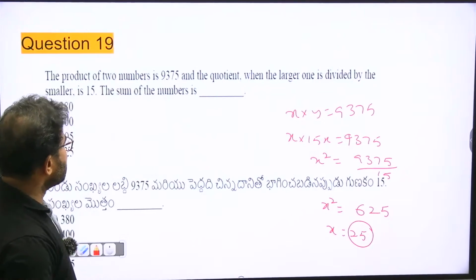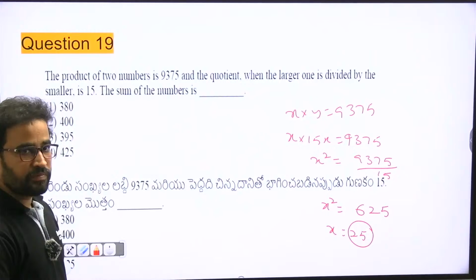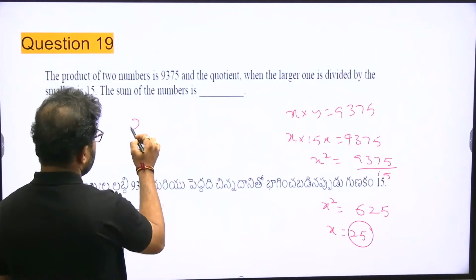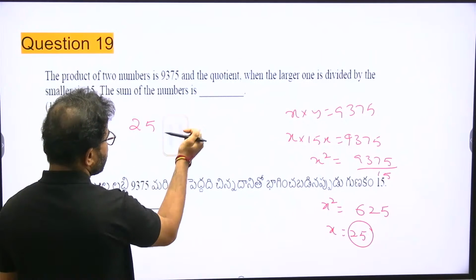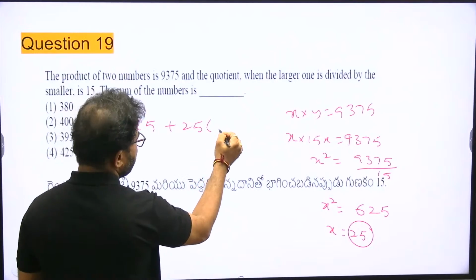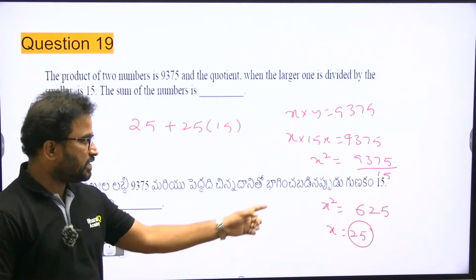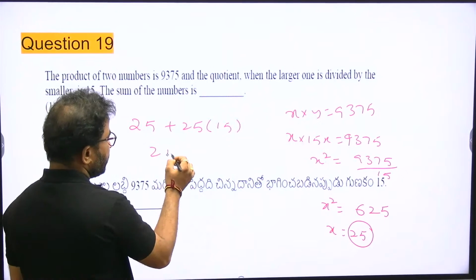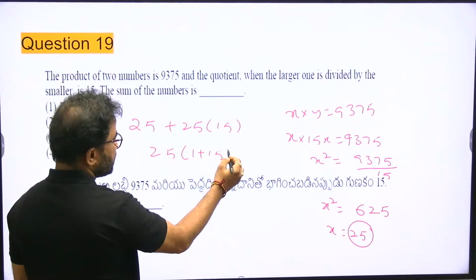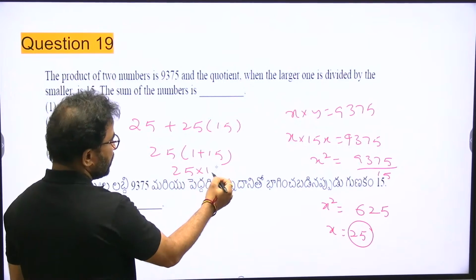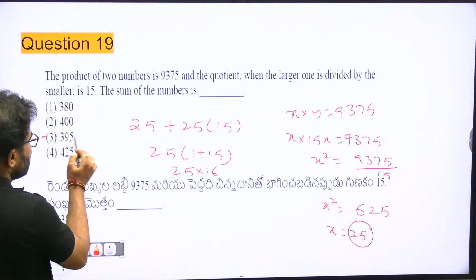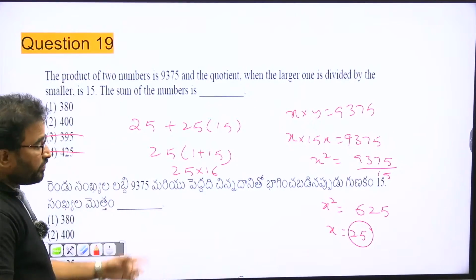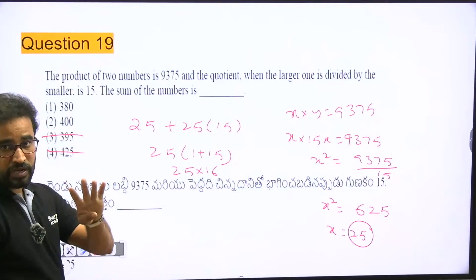Now the question is asking us to find the sum of the two numbers. So look at this one, if one number is 25, the other number must be 25 into 15 times, because we just discussed 15x here. If I take 15 common, 1 plus 15 is nothing but 25 into 16. 25 into 16, the unit digit value must be 0. 25 into 8 is nothing but 400.